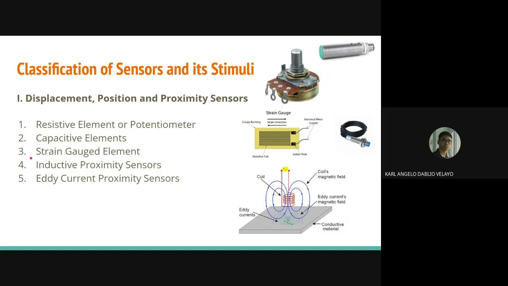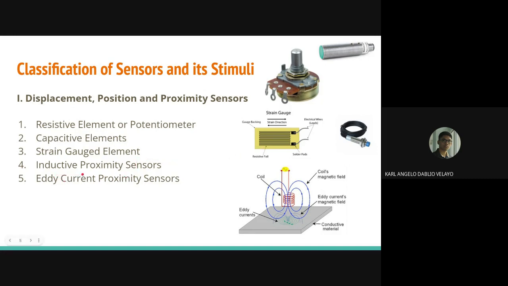So next we have the strain gauge element. So here's an image of its internal structure, or what would the parts look like. So this particular sensor, the resistance of the sensor changes when force is applied. So it could give varying electrical output. So this is used to measure pressure, force, weight, tension, and many more.